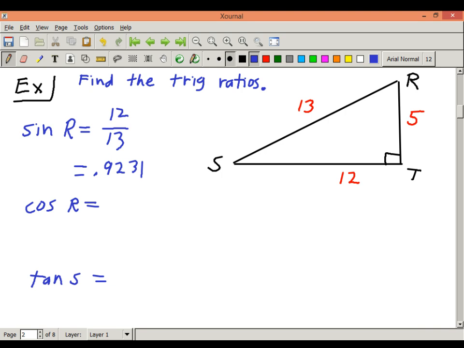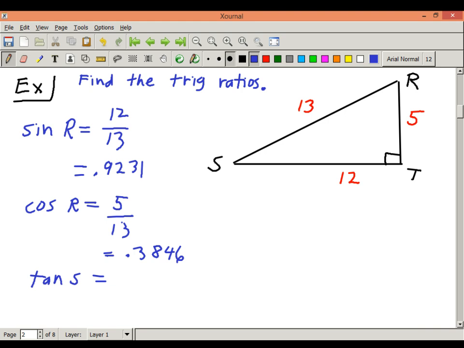Okay, cosine of angle R. So again, you're standing up here on angle R, and you want the cosine of that angle. So it's going to be the adjacent leg, 5, divided by the hypotenuse, 13. So that fraction is 5 divided by 13 for the cosine of angle R. And again, we can get a decimal for that by just dividing 5 by 13. So 5 divided by 13 is going to give you 0.3846. So you're going to see sines, cosines, and tangents given as fractions and as decimals.